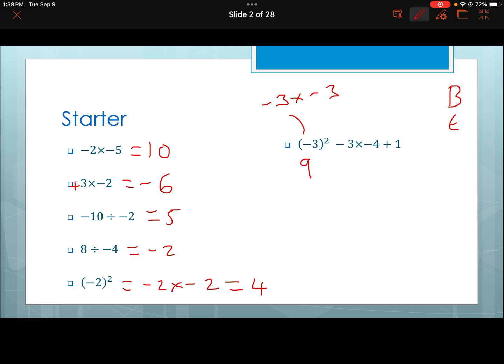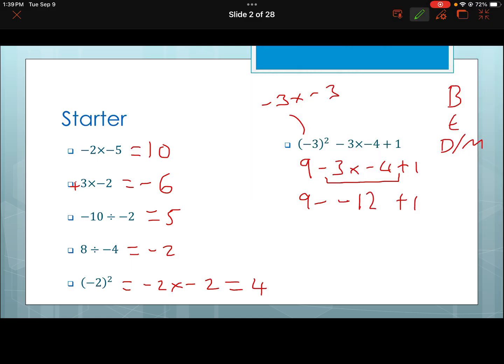Right, I'm just going to write everything again. 9 - 3 times -4 plus 1. Then we have division and multiplication, read left to right, but we only have one multiplication, and that multiplication is the 3 times -4. I can't use the negative for the -3, right, because it's 9 take away 3 times -4, so that's what we have to do. So I'm just going to write 9 take away in front, and then 3 times -4 is going to give me -12, plus 1.